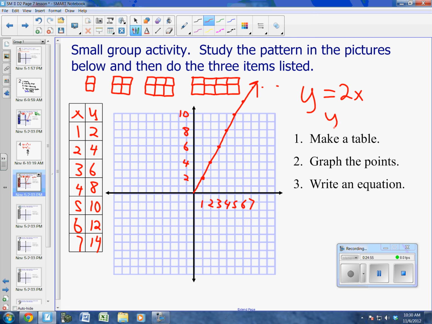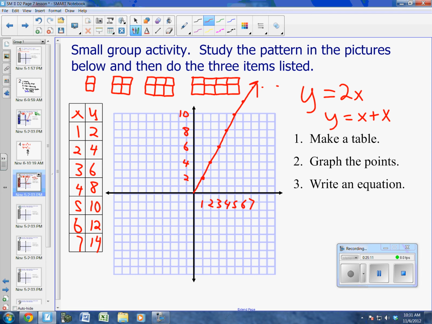Some of you guys wrote it as y equals x plus x. Is that correct? Yeah, it's not simplified. x plus x is the same thing as 2x. It's just not simplified, right? So if we write it in simplest form, we write 2x.